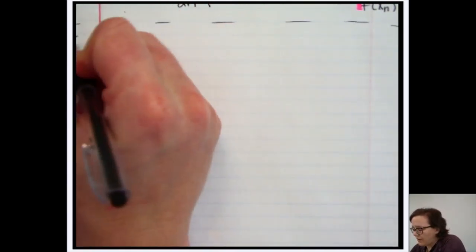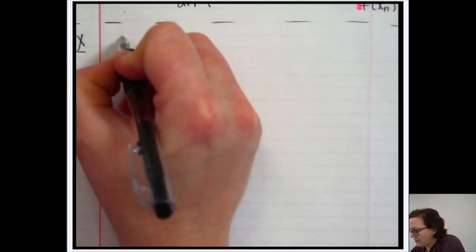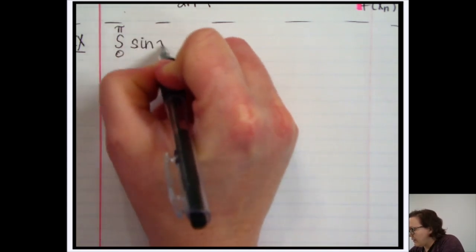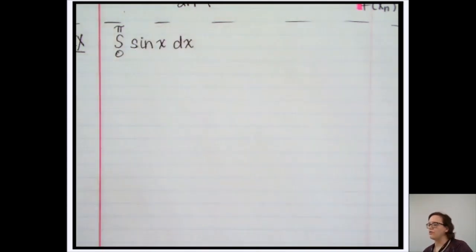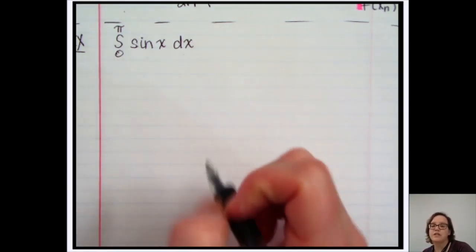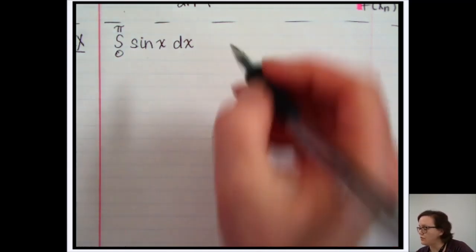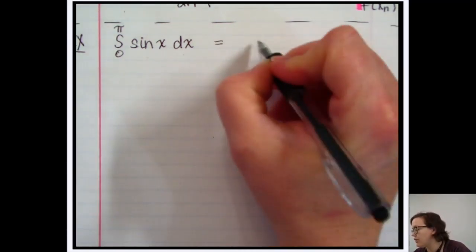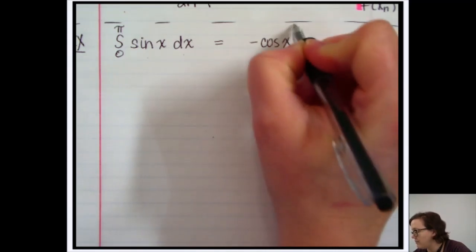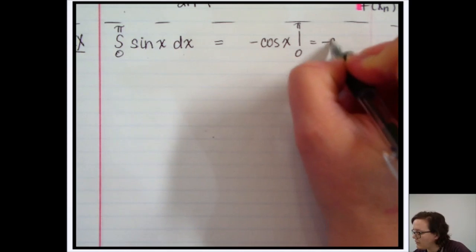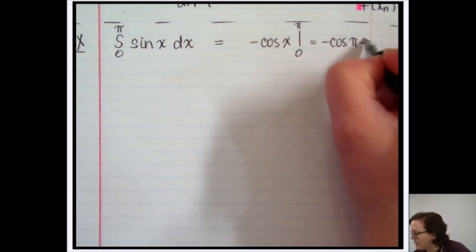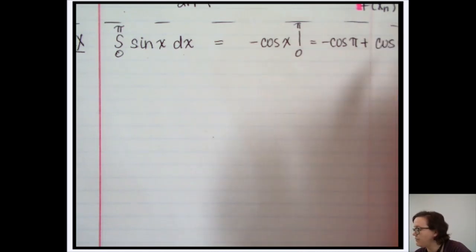And believe it or not, we are going to start with a trig function, which I know is your favorite. So if we take the integral from 0 to pi of sine x dx. Now, we should know how to integrate this, and let's take a minute to do so. If we use our chart, this is negative cosine of x, and we go from 0 to pi. So we get negative cosine of pi minus a negative cosine, so that will become a plus, cosine of 0.